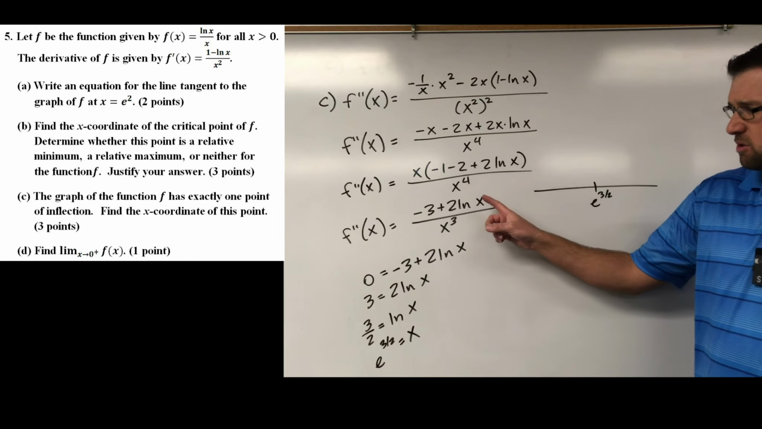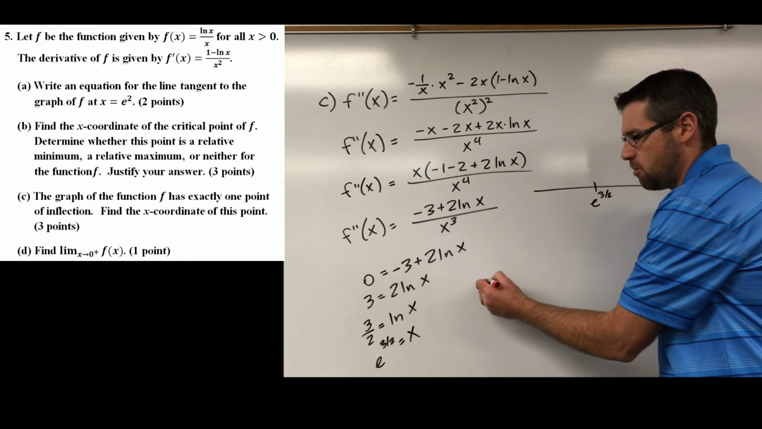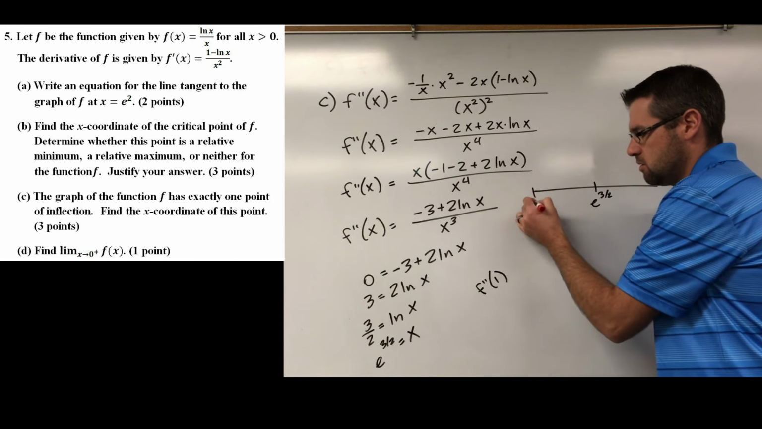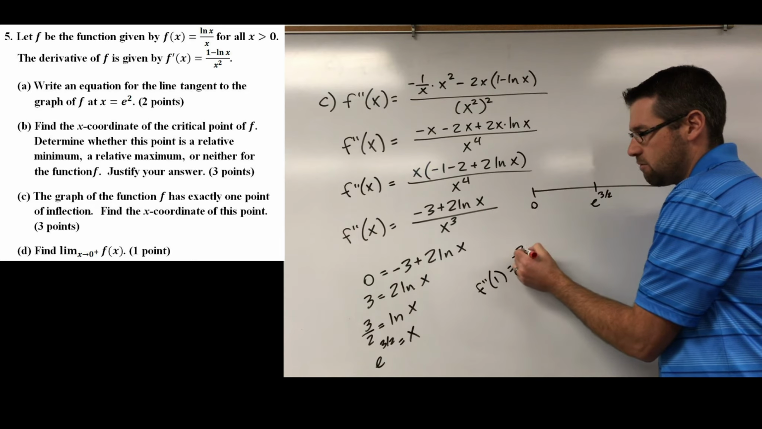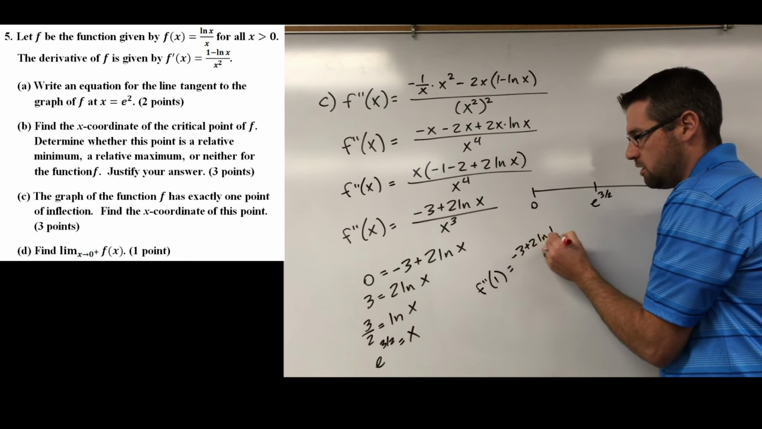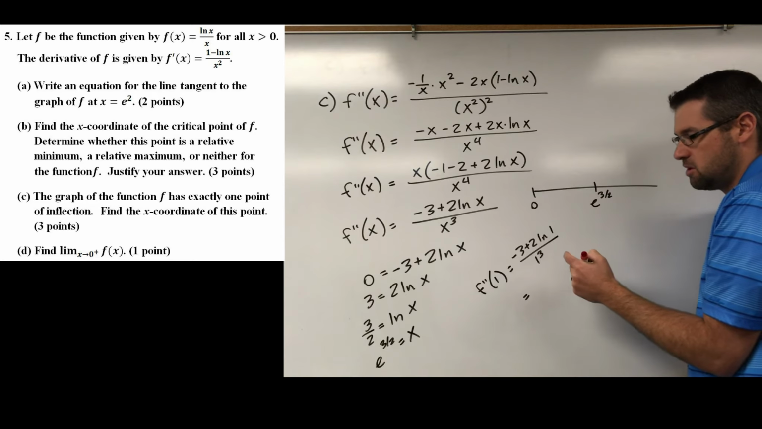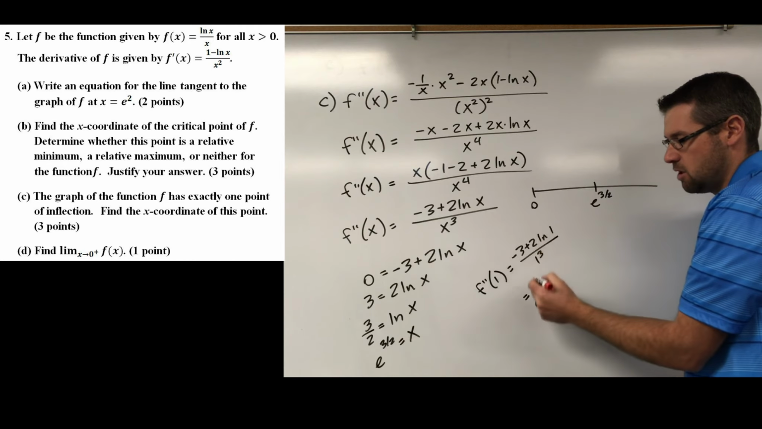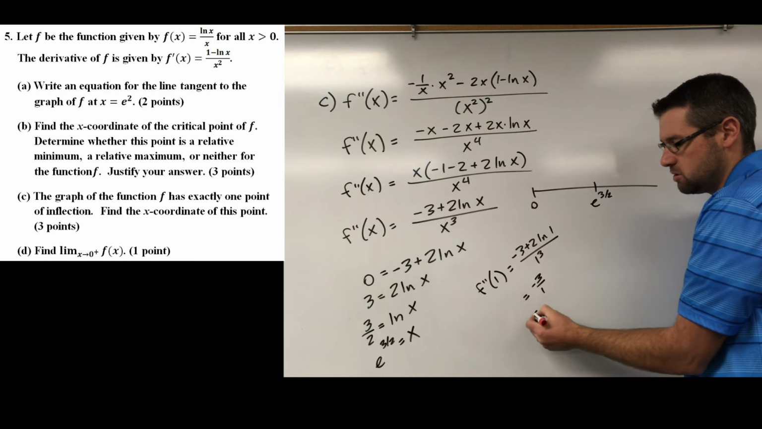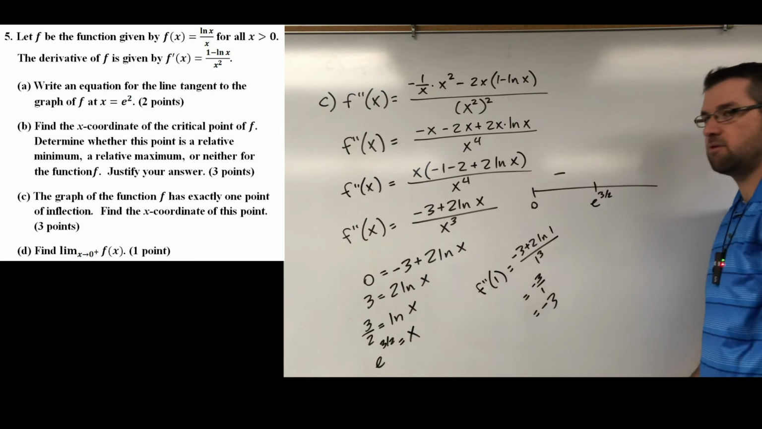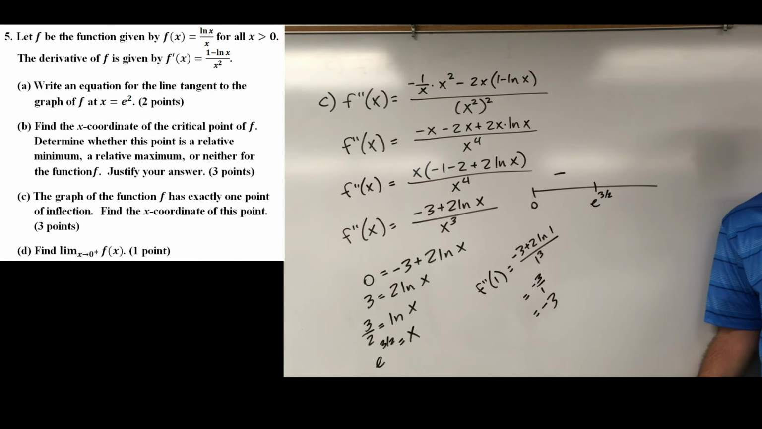Okay. So if I plug in f double prime of 1, we get negative 3 plus 2 natural log of 1 over 1 cubed. What's natural log of 1? 0. So all this is 0. So we get negative 3 over 1, which is negative 3. So it's negative over there. You guys okay with that?